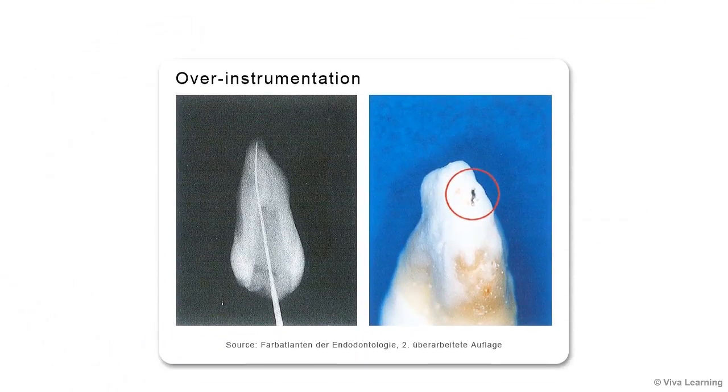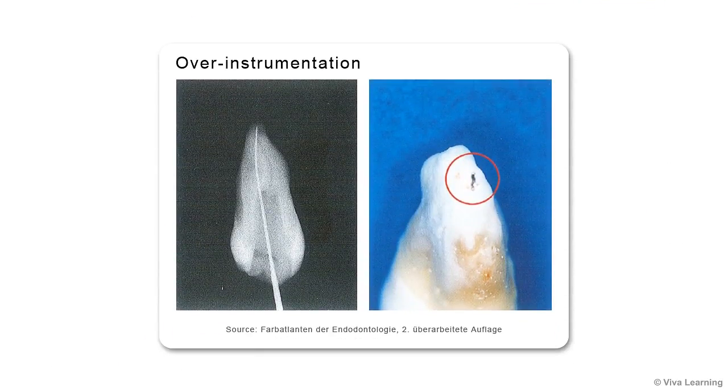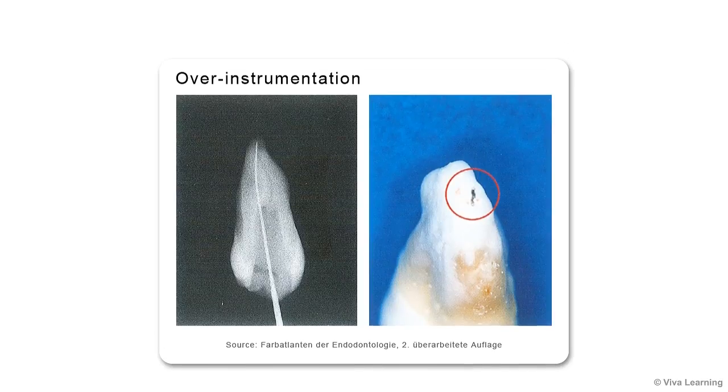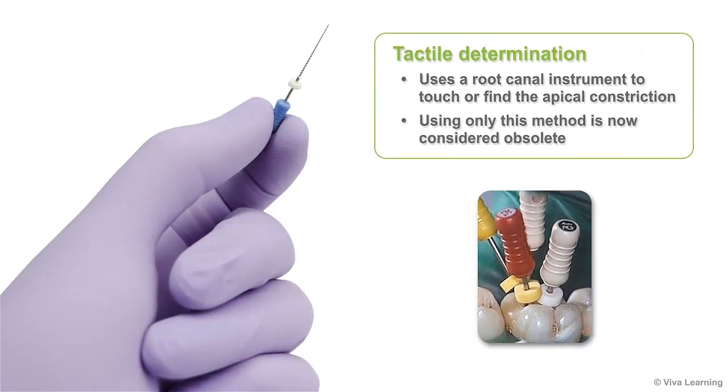When these assumptions don't hold true, over-instrumentation can take place. On the other hand, tactile determination uses a root canal instrument to touch or find the apical constriction. Because success with this method requires a great deal of experience and sensitivity, using only this method is now considered obsolete.